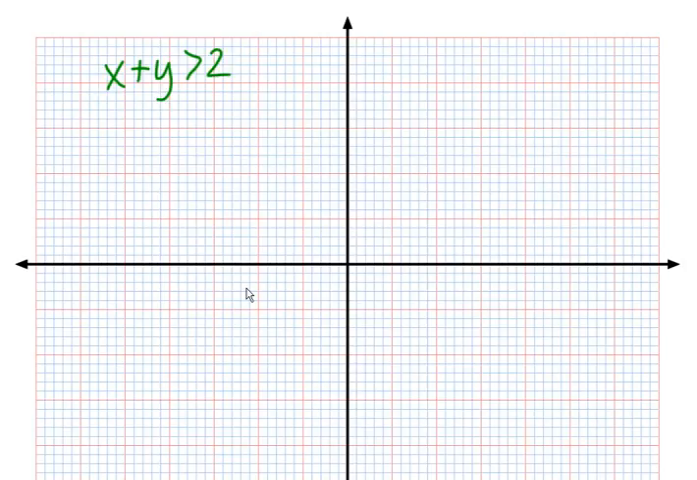We have x plus y is greater than 2. One of the ways we can make this easy to graph is to get y by itself. So I can subtract x from both sides, and now I have y greater than a negative 1x plus 2. Since we're looking for the slope, this is essentially negative 1 over 1. We can now graph the y-intercept.